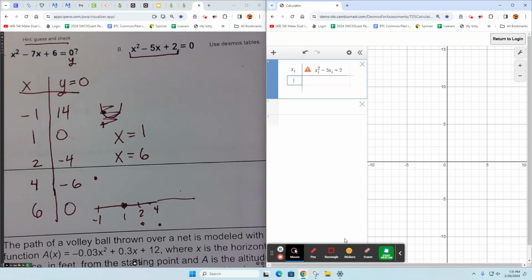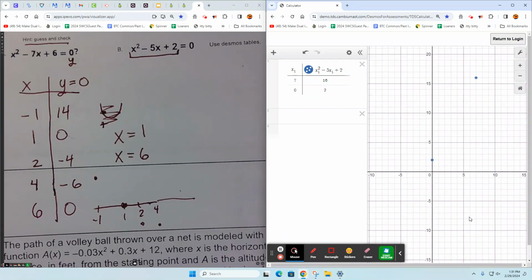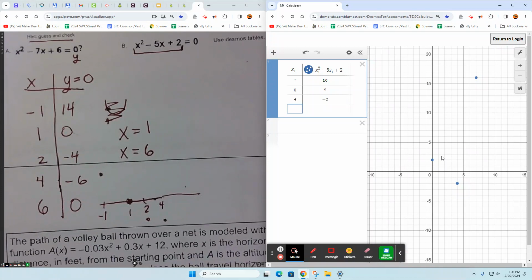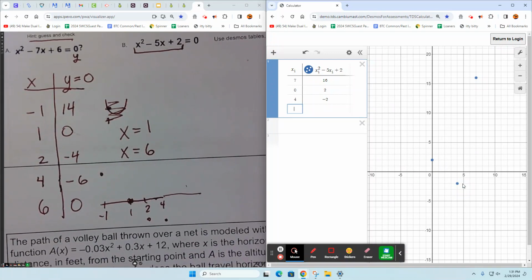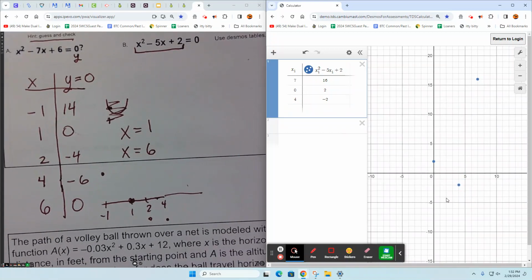Someone give me a guess. 7. It says it's 16. Give me another guess. 0. And it's kind of cool because it even plots the points. 4. It's still definitely guess and check. 3. So here's something I want to point out. I like that someone said 3, because doesn't it look like we've got to get a 0 somewhere here? So I like that someone said 3.